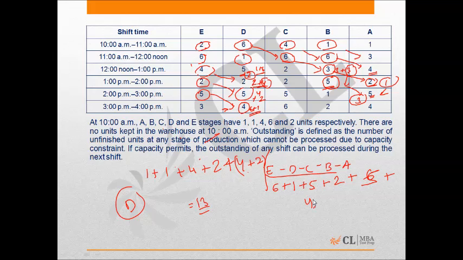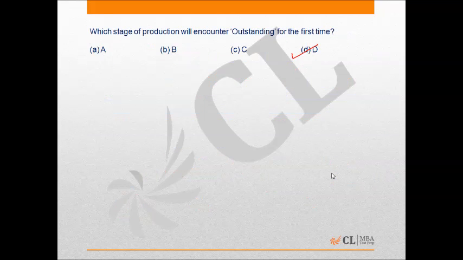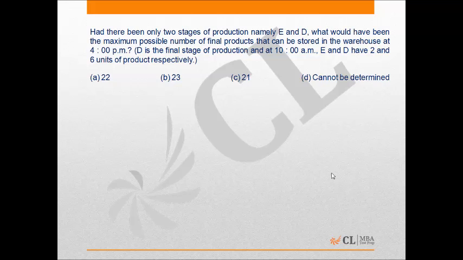So the total number of finished products that we will have at the end of 4 p.m. is 6 plus 1, 7, plus 5, 12, plus 2, 14, plus 5, 19, plus 4, 23. So a maximum of 23 units of product can be had as finished product at 4 p.m.